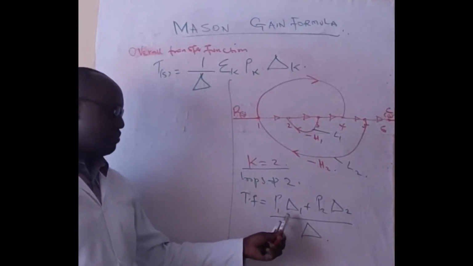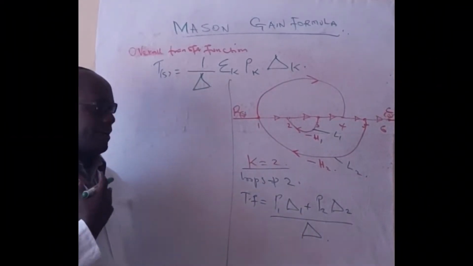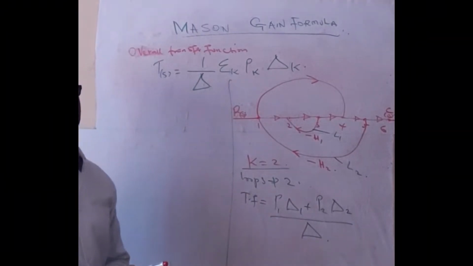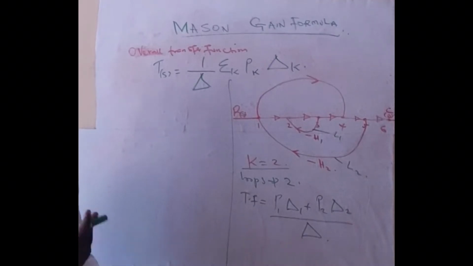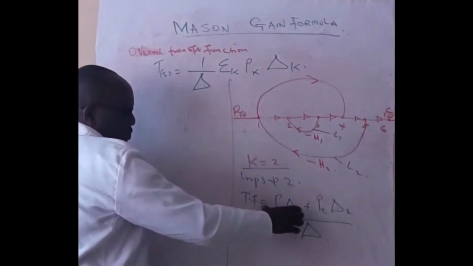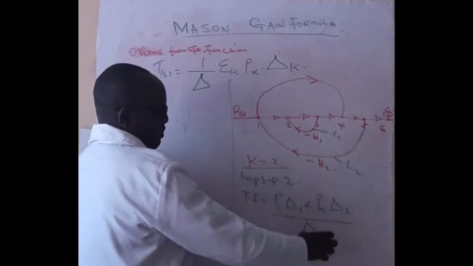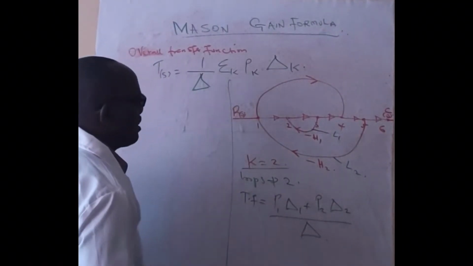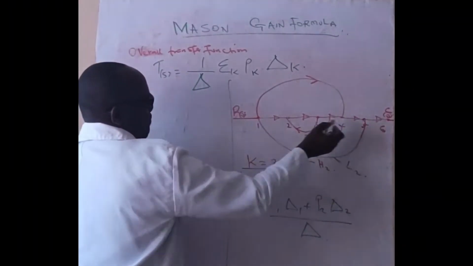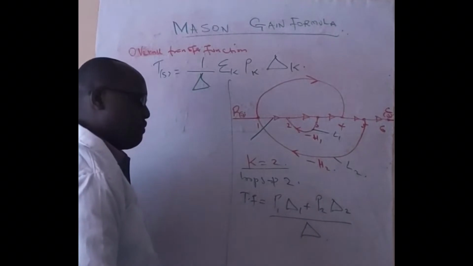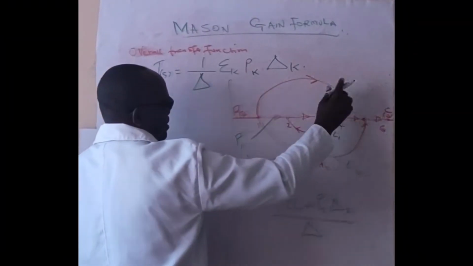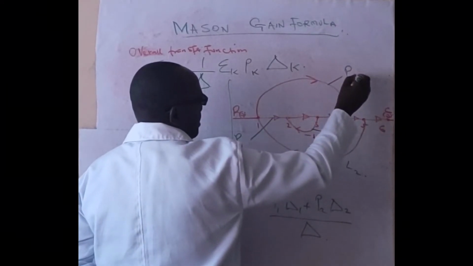We write this formula based on the number of forward paths. We've got two forward paths, so one will be for this one, and the other one is for this one. For example, we can take this one to be the first forward path, which we shall call B1, and then the other one, which we shall call B2.